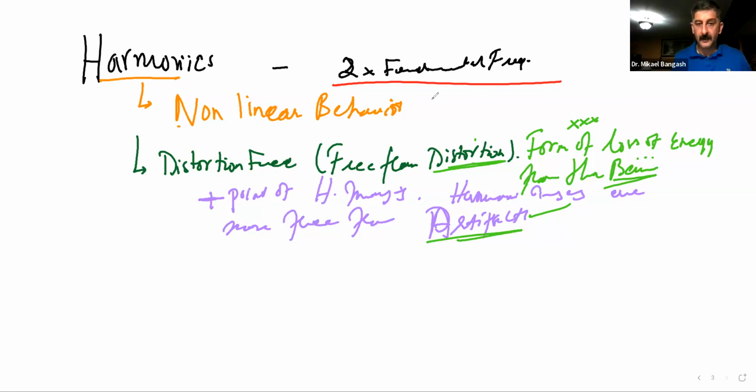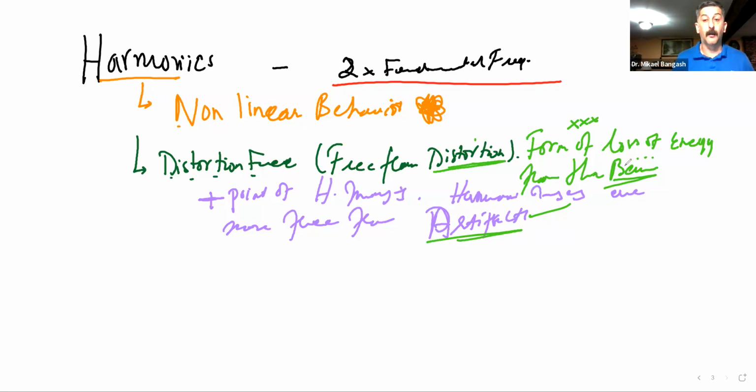This is the main thing that we will be talking about, primarily when we talk about the different harmonics. Another thing about harmonics is that they are also going to be distortion free, or free from distortion, where distortion means loss of energy. In all cases for ultrasound, we may say the loss of energy is from the beam.